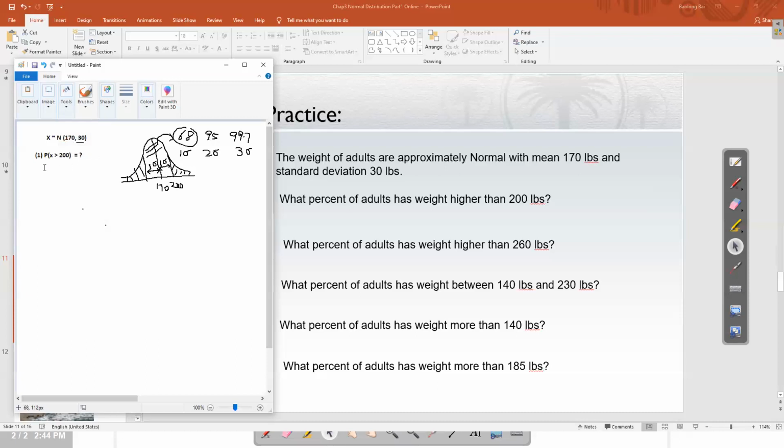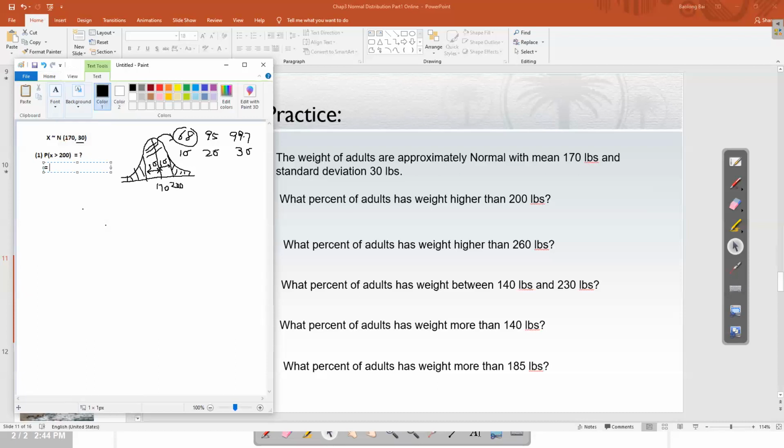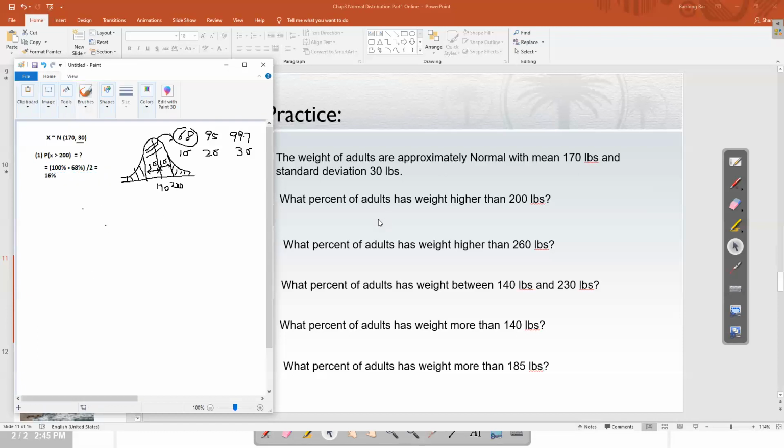Then this probability will equal 100% as a total, subtract the middle 68%, and then that would be the two tails added up together. But if you want just one tail, you divide by 2, right? And then the rest is math. So 32 divided by 2 is 16%. So that's part 1.